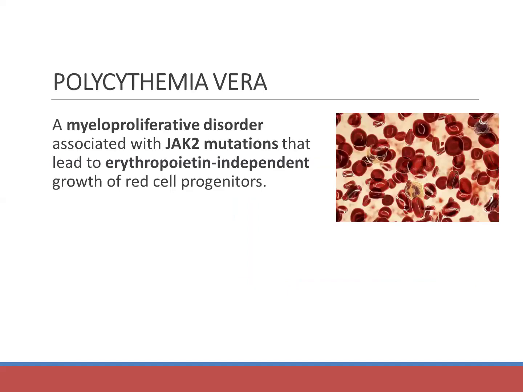Polycythemia vera is a myeloproliferative disorder that is associated with mutations in the JAK2 gene that eventually lead to erythropoietin-independent growth of red cell progenitors. In a normal condition, the red cell precursor cells require erythropoietin to form mature RBCs. But in polycythemia vera, because of mutations in JAK2, the red cell progenitors become independent. They do not require erythropoietin to proliferate.